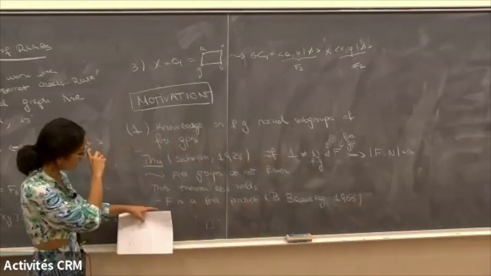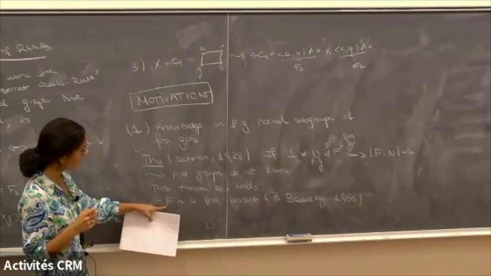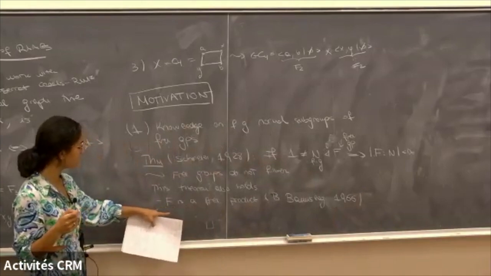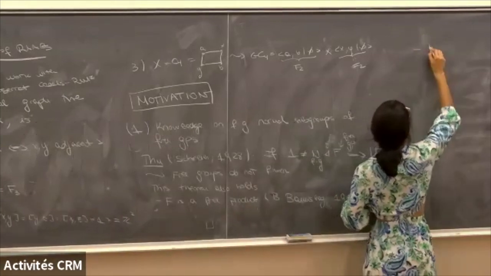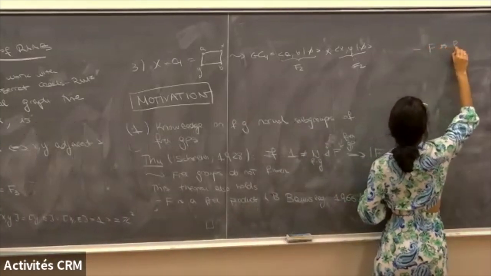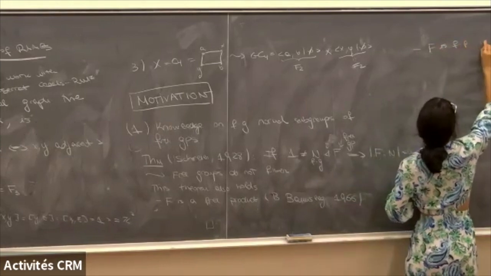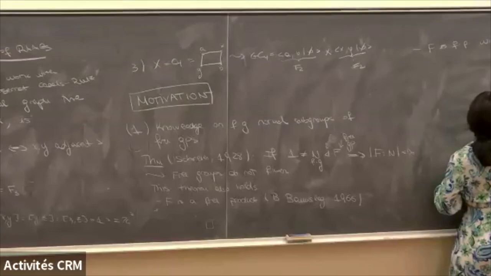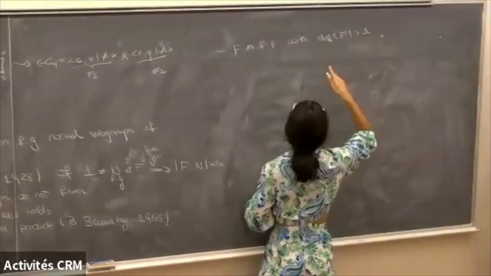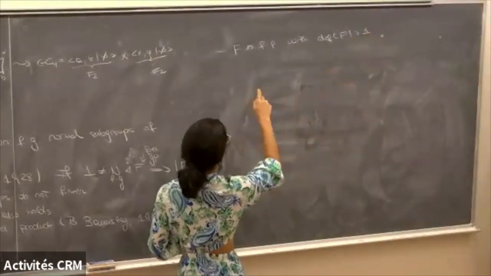And more generally, it also holds if I have a finitely presented group where the deficiency is greater than one. So maybe I'm going to write that here. So if F is finitely presented with deficiency greater than one. So I'm going to recall what the deficiency is.